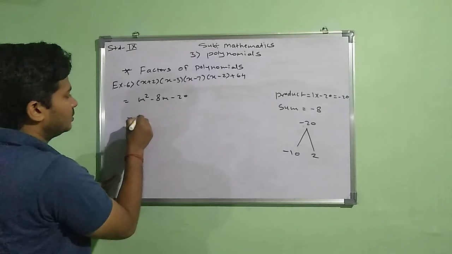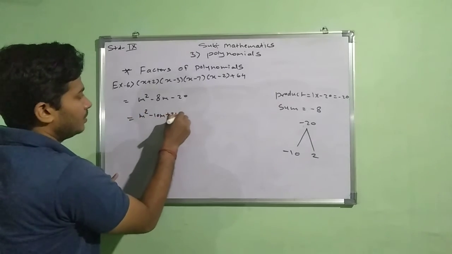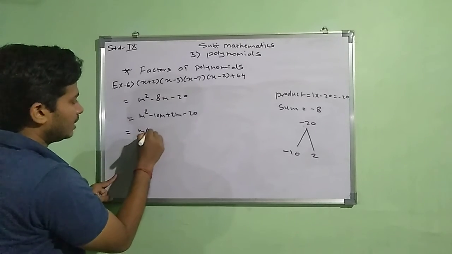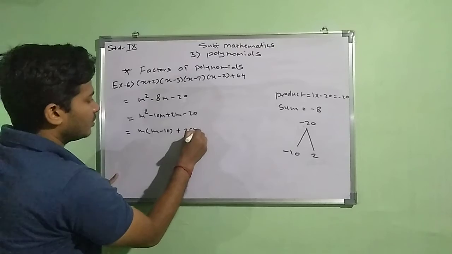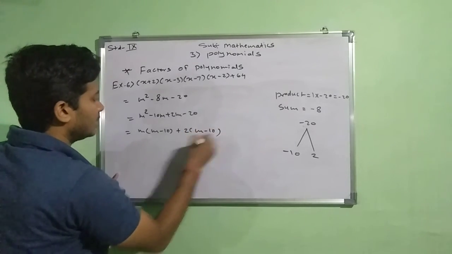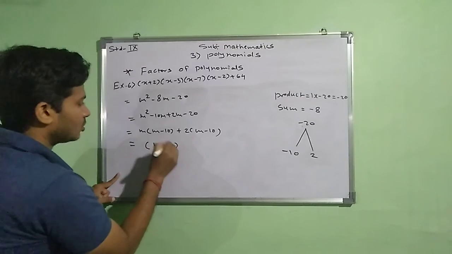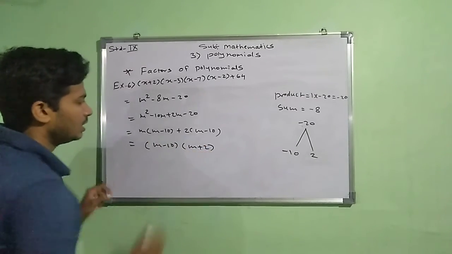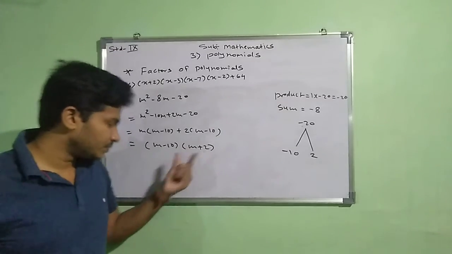So we will write m square minus 10m plus 2m minus 20. So we can take m as common. After taking m as common, m minus 10 will remain, plus 2 we can take common, and after taking 2 as common, m minus 10 again will remain inside the bracket. So here we can take m minus 10 as common between the two terms, and after taking common, m plus 2 will remain. So here we got m minus 10 and m plus 2.